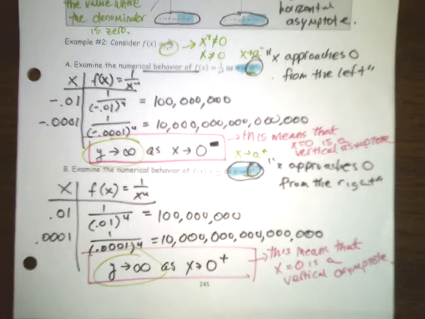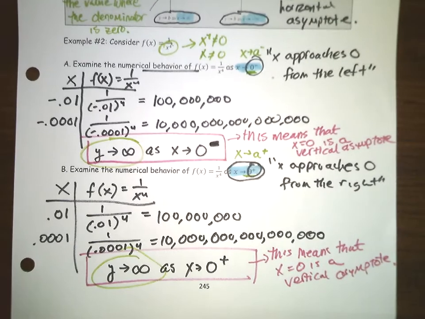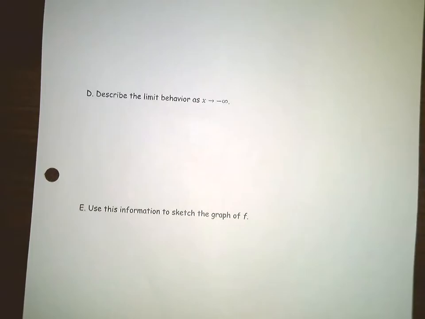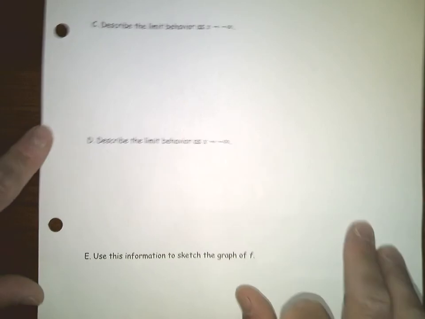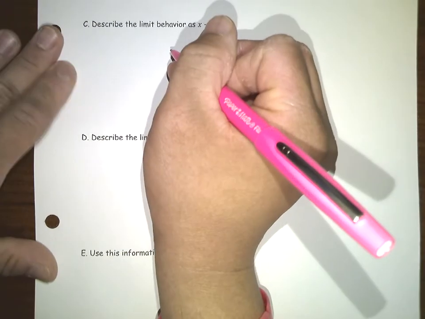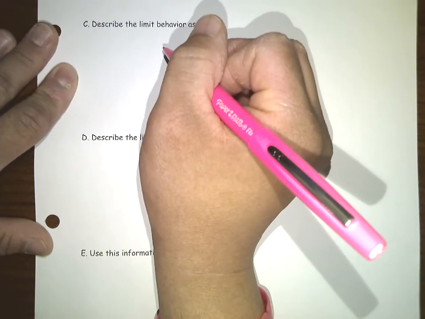All right, so I pressed the wrong button, but that's okay. I think that you all have the general idea of this. So let me go here. Describe the limit behavior as x approaches negative infinity. So let's just think of what might happen here.